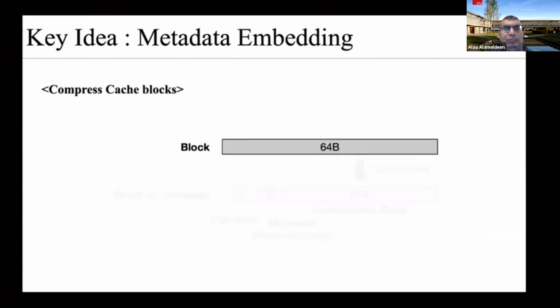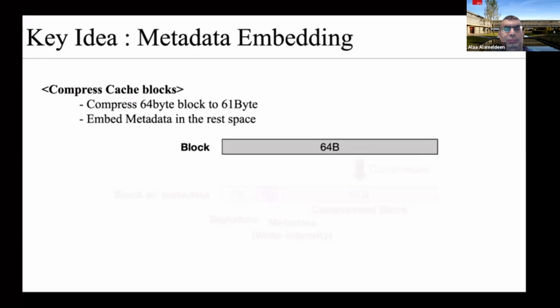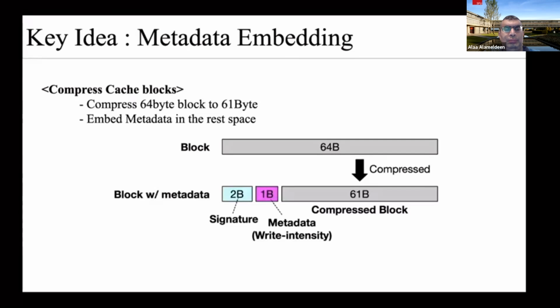Our key idea is embedding the metadata within the cache block. We will compress a 64-byte block to 61 bytes. When it is compressed, the metadata will be embedded in the remaining space. Also, a 2-byte signature indicates whether the block is compressed or not.